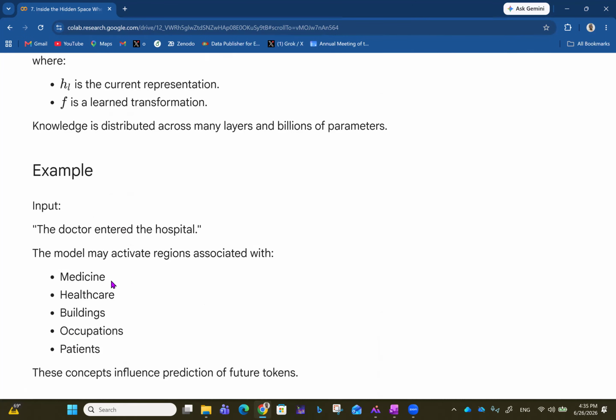Doctor, because that's related to medicine and healthcare. Hospital is a building, right? Then of course doctor is still an occupation, and then doctors attend to patients. So these concepts influence prediction of future tokens. So everything AI is doing for you is just probability, just guessing based on experience, based on the data it had been trained on.